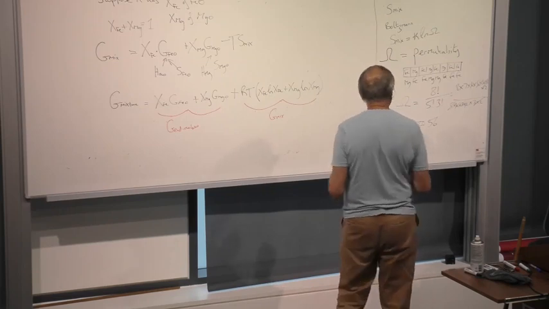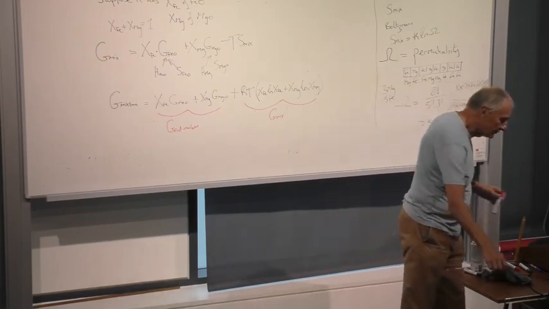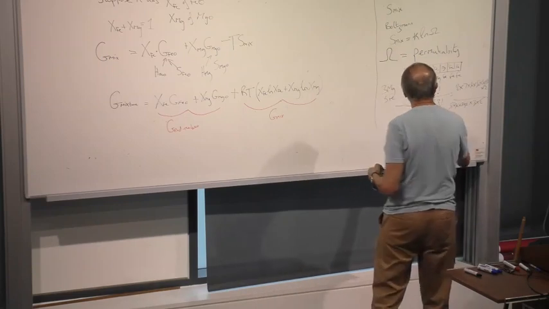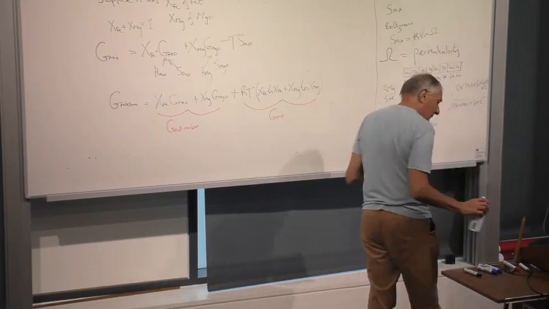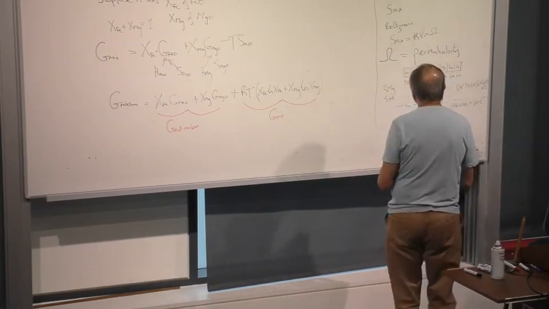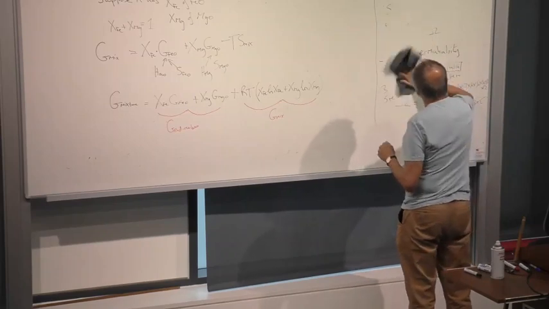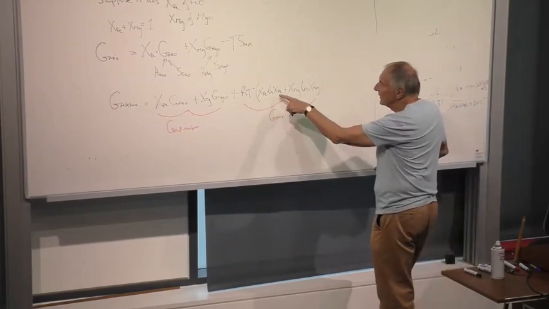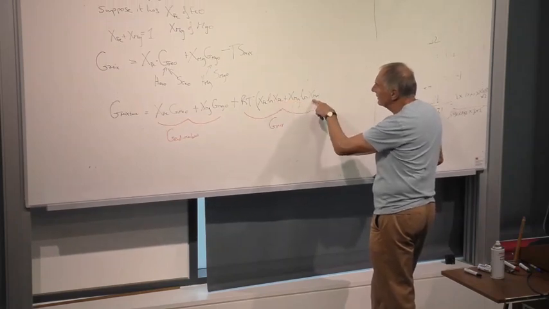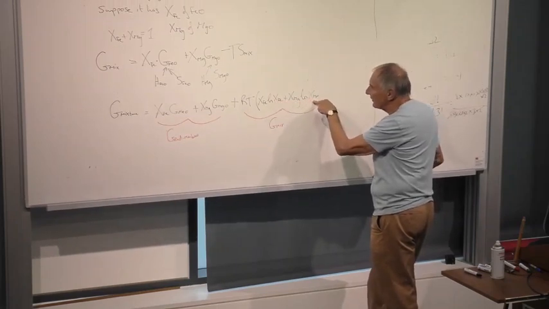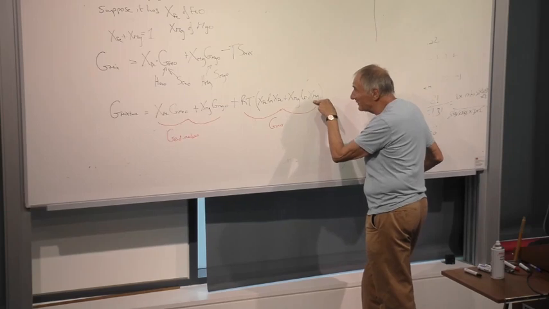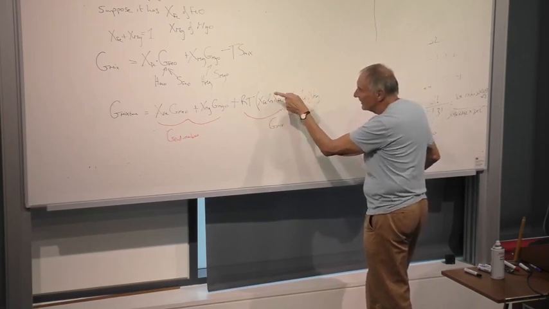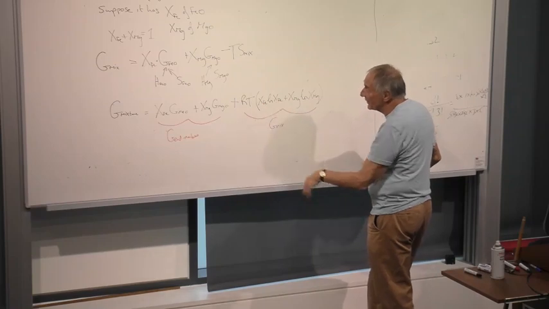And how would that look on a free energy diagram? Well, I hope it won't have escaped your notice that these values are less than 1, and the logarithm of a value less than 1 is negative. So this whole term is negative. So the free energy of the mixture is going to decrease due to mixing.